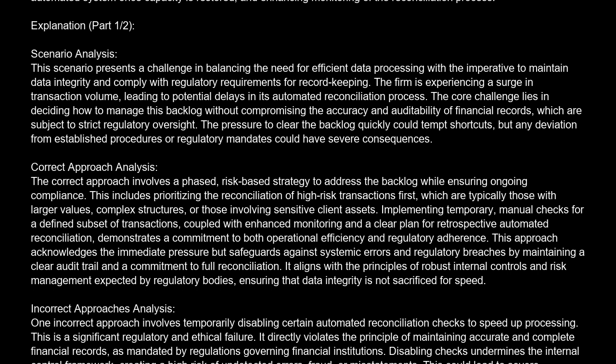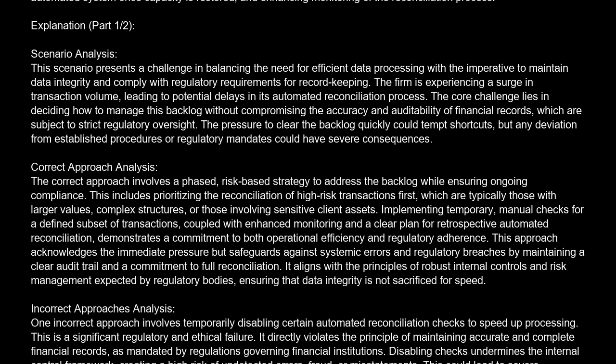Correct approach analysis. The correct approach involves a phased, risk-based strategy to address the backlog while ensuring ongoing compliance. This includes prioritizing the reconciliation of high-risk transactions first, which are typically those with larger values, complex structure, or those involving sensitive client assets. Implementing temporary, manual checks for a defined subset of transactions, coupled with enhanced monitoring and a clear plan for retrospective automated reconciliation, demonstrates a commitment to both operational efficiency and regulatory adherence.